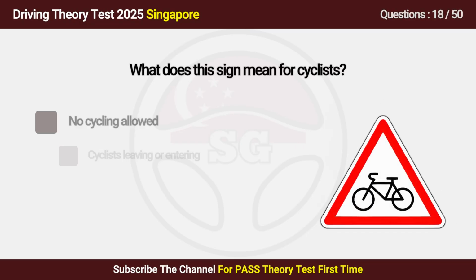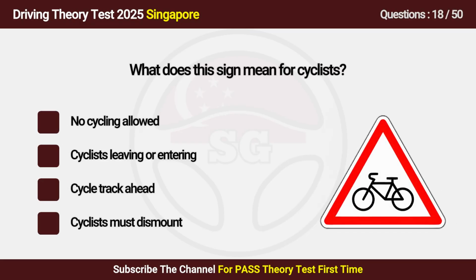Question 18. What does this sign mean for cyclists? A. No cycling allowed. B. Cyclists leaving or entering. C. Cycle track ahead. D. Cyclists must dismount.